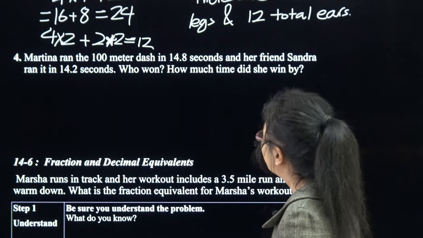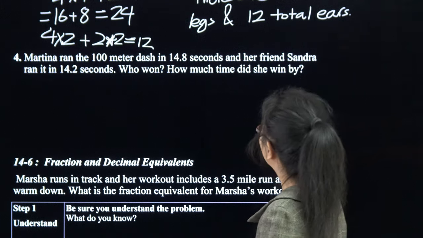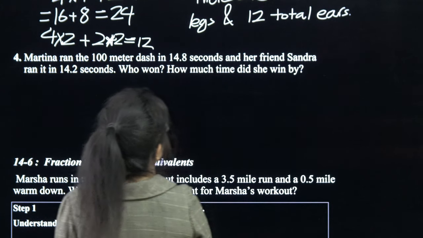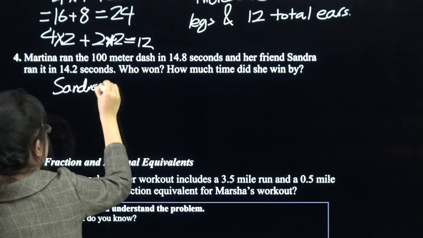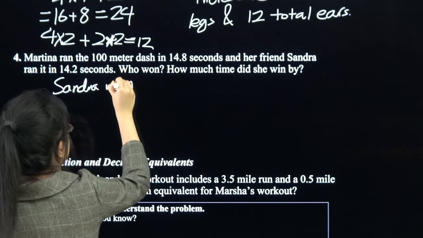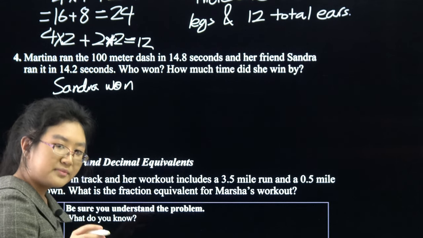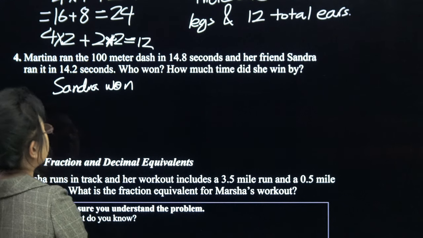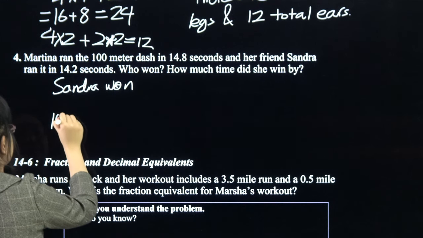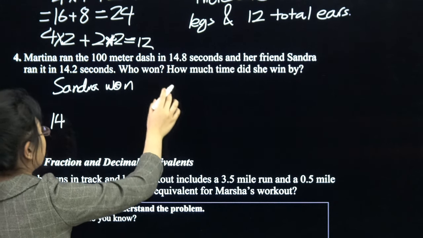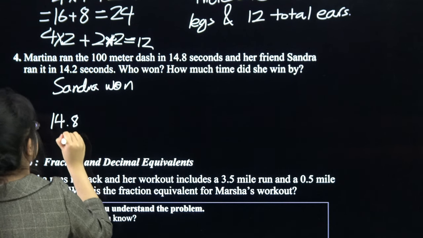So in a race, the less time you take, the better. So Sandra won. How much time did she win by? Subtracting decimals is just like normal numbers. Well, almost. Instead of lining up the last digit, you line up the decimal point.